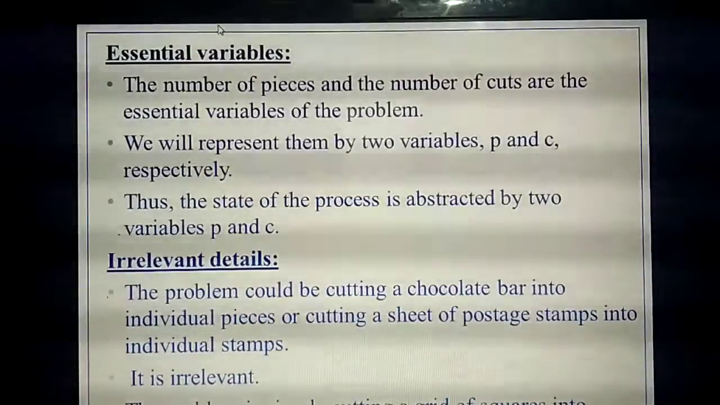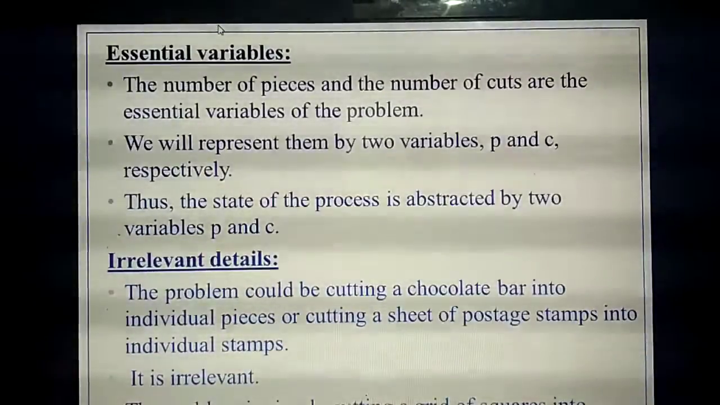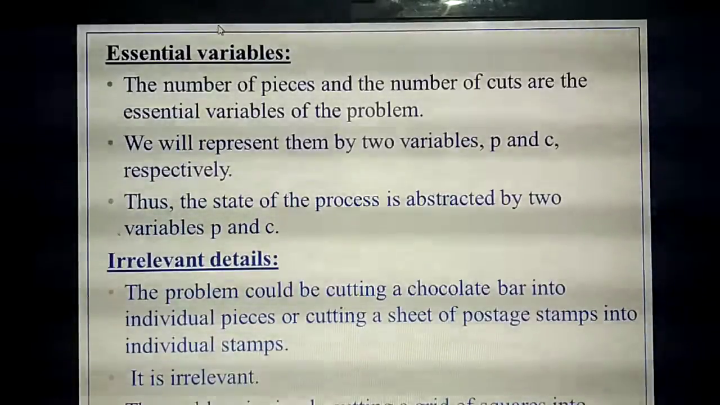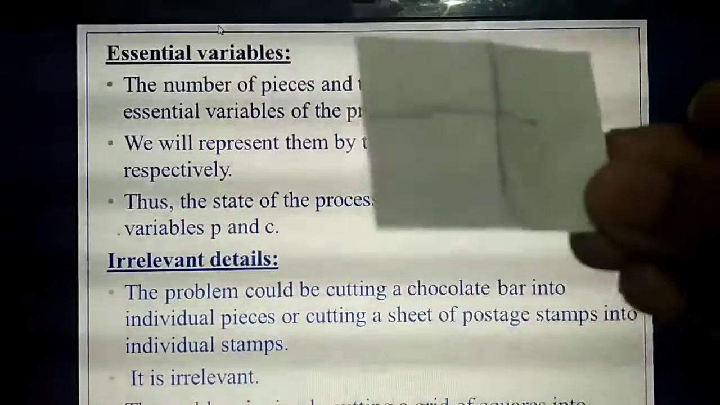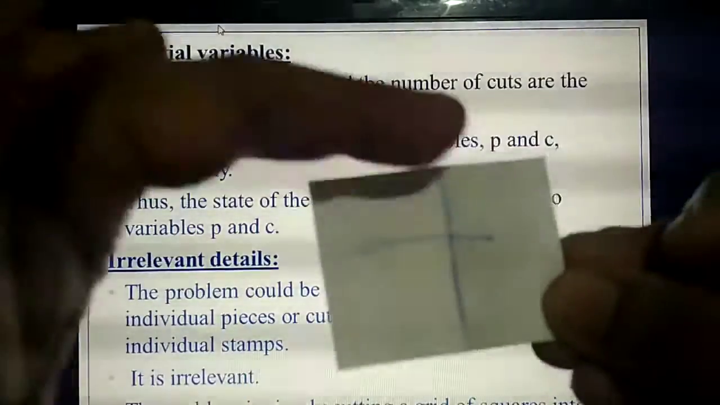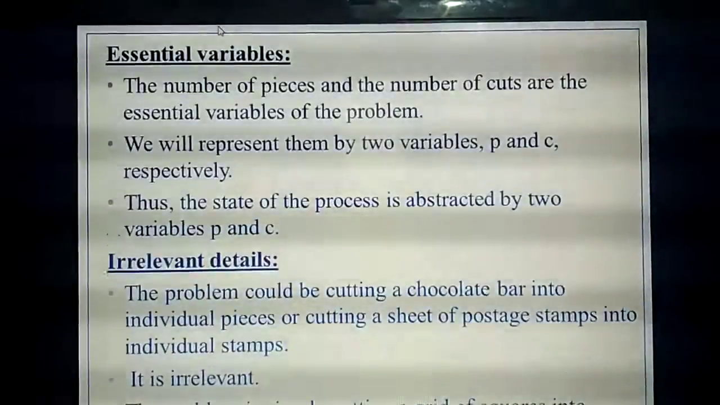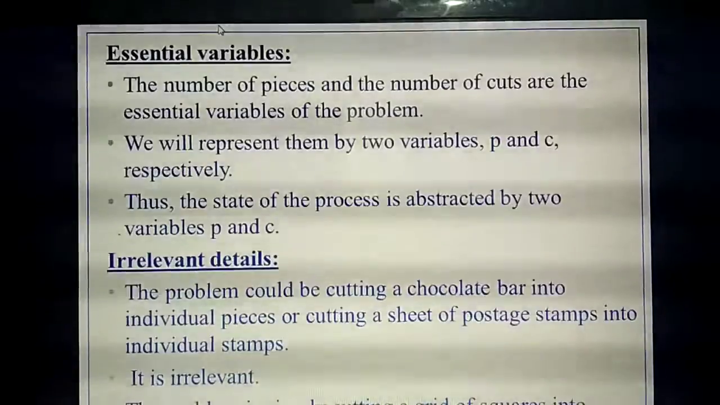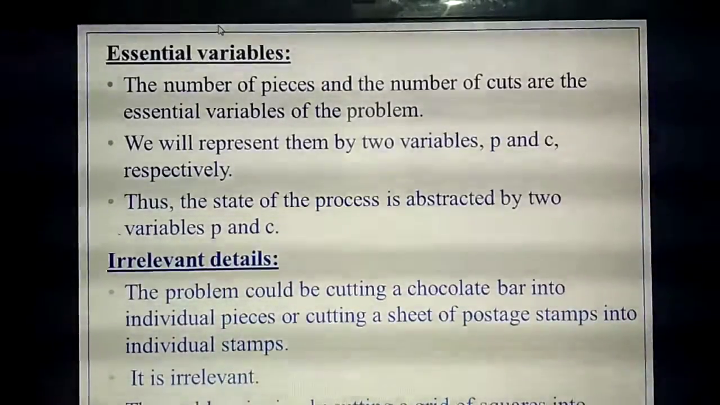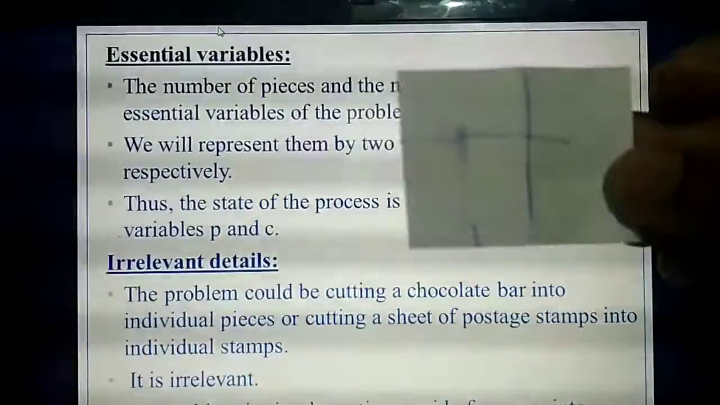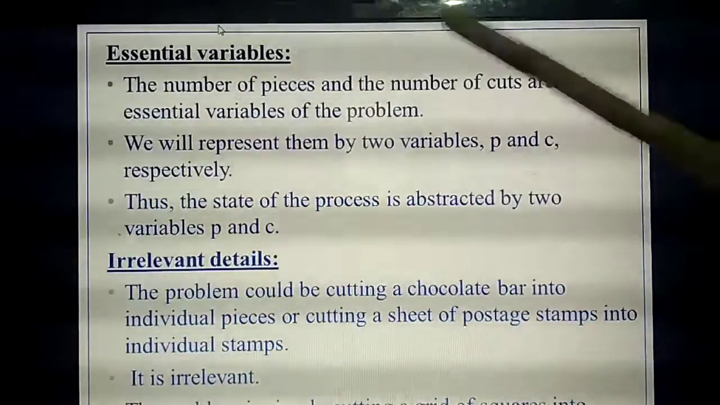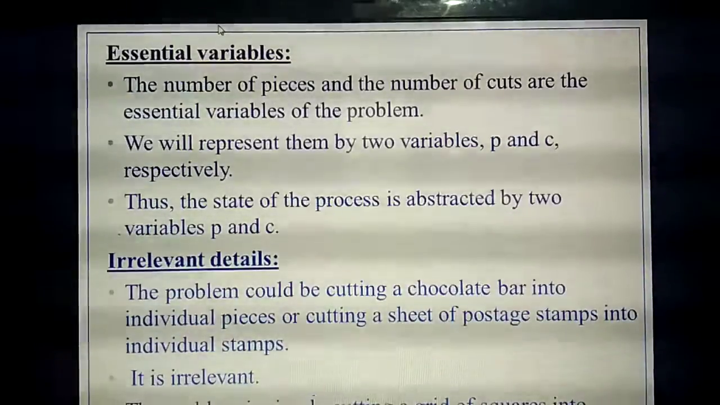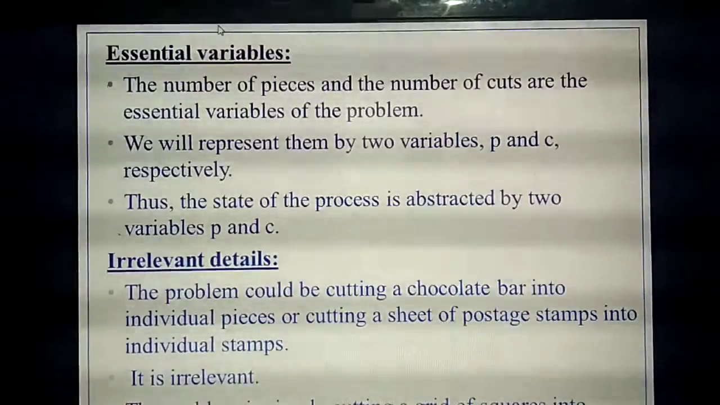So listen, the chocolate bar is there. First I make 1 cut, so 1 cut means 2 pieces. Next time I cut again, so how many pieces will be there? 4. Then again I make a cut, and how many pieces will be there? 1, 2, 3, 4, 8. Likewise, how many pieces you get is important. The number of pieces as well as the number of cuts: these two are the essential variables in the problem.